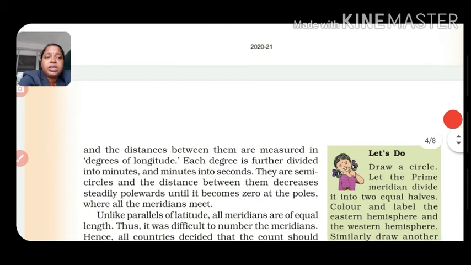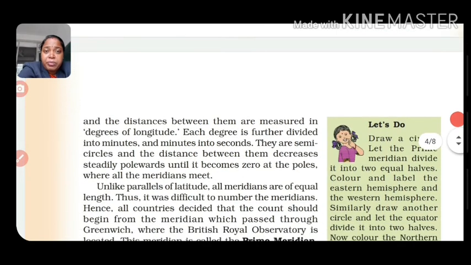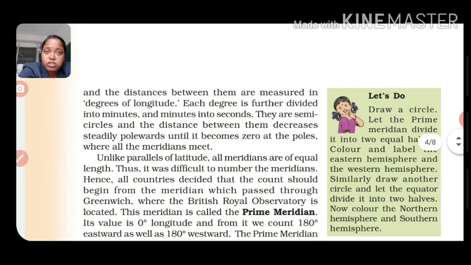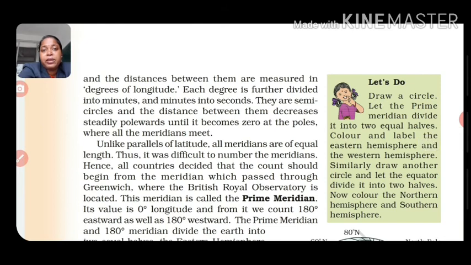So students, till now we know that the meridians of longitude are calculated through degrees, degrees through minutes, and minutes into seconds. Unlike the parallels of latitude, all meridians are of equal length, so it is difficult to number the meridians. Hence all countries decided that the count should begin from the meridian which passes through Greenwich, and from there itself the time zone started.